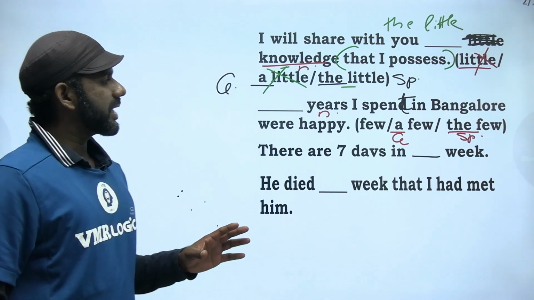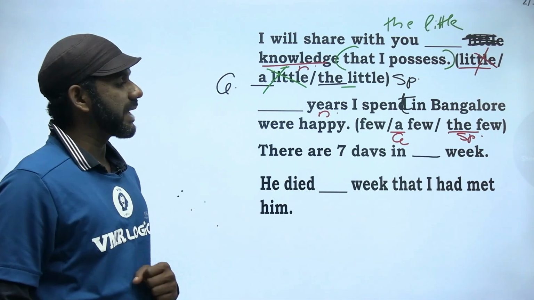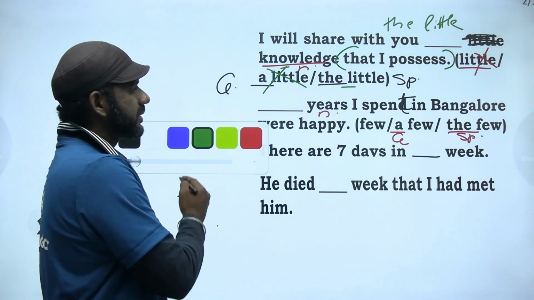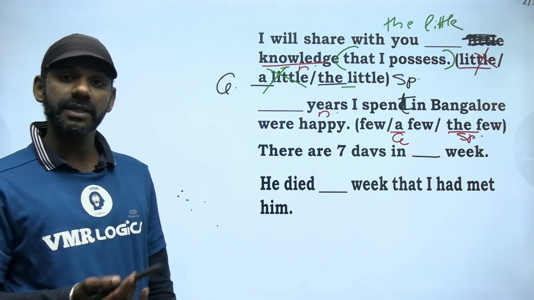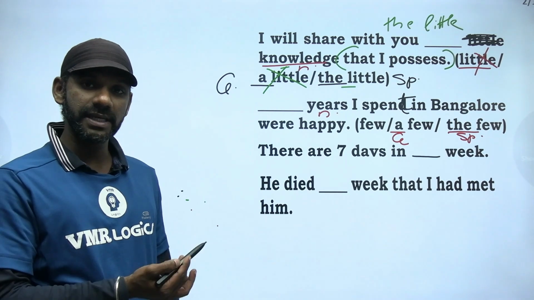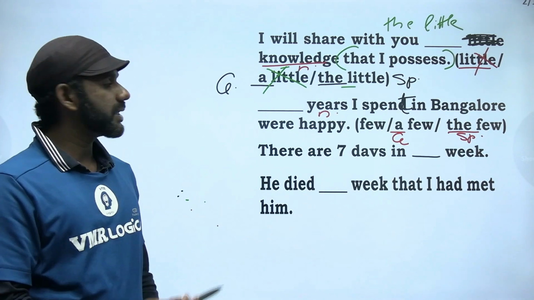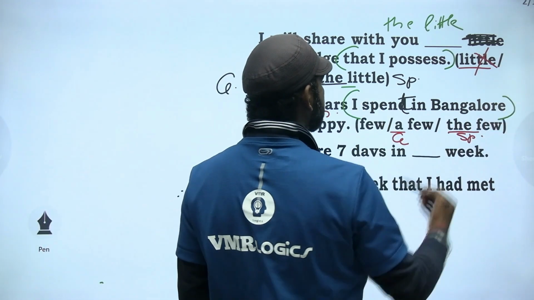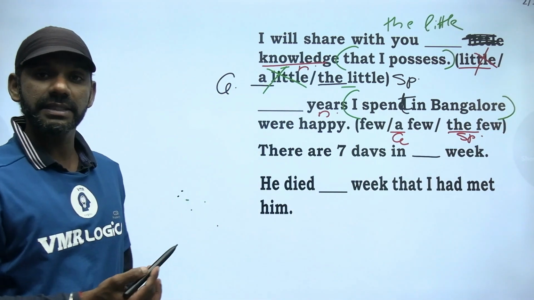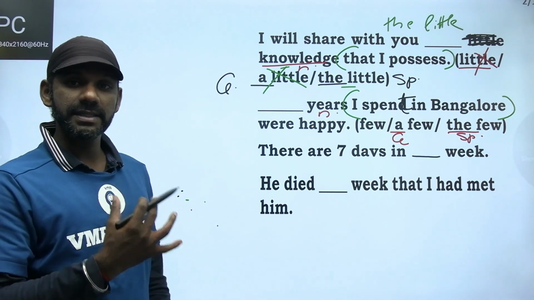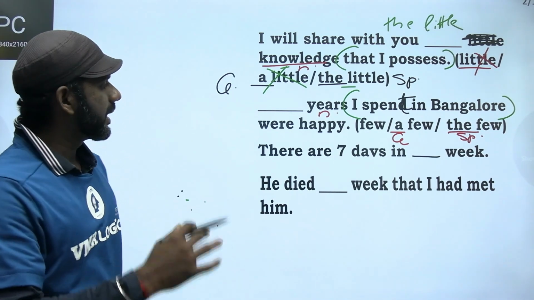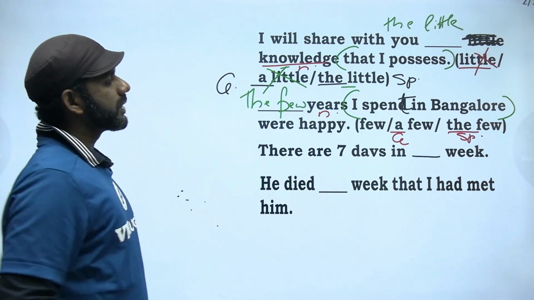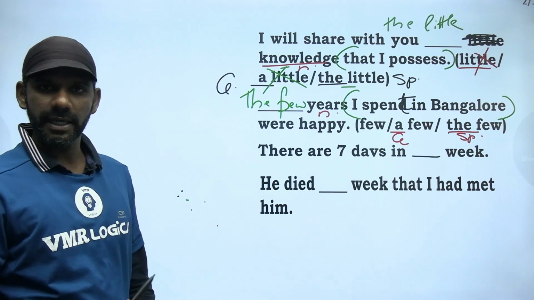Now, dash years I spent in Bangalore. The word years is a noun. In this sentence, is there any detail given regarding the noun years? Yes. What is that? I spent in Bangalore. So I spent in Bangalore is information given regarding the noun years. So in this case, the noun years must be taken as specific. And specific means it must be the few years. The few years I spent in Bangalore were happy.